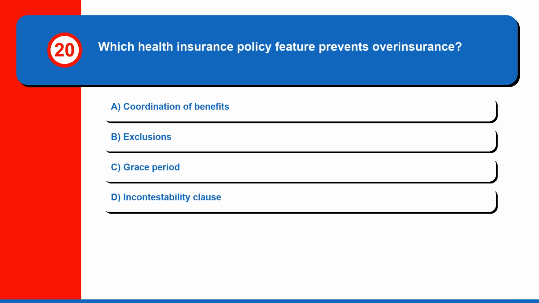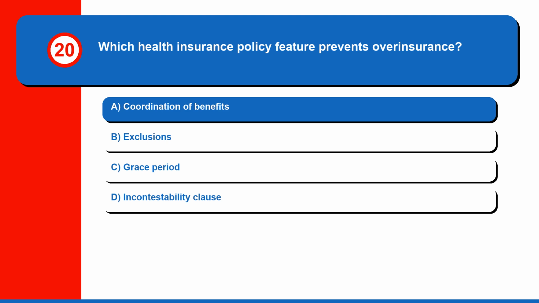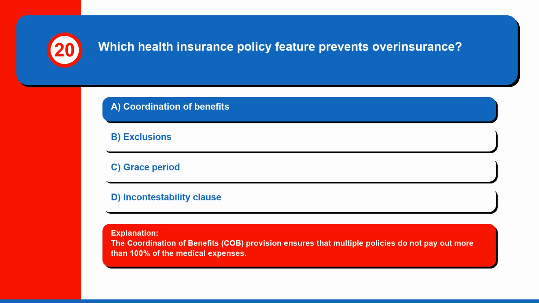Question 20. Which health insurance policy feature prevents overinsurance? A. Coordination of benefits, B. Exclusions, C. Grace period, or D. Incontestability clause? The correct answer is A. Coordination of benefits. The coordination of benefits, COB, provision ensures that multiple policies do not pay out more than 100% of the medical expenses.